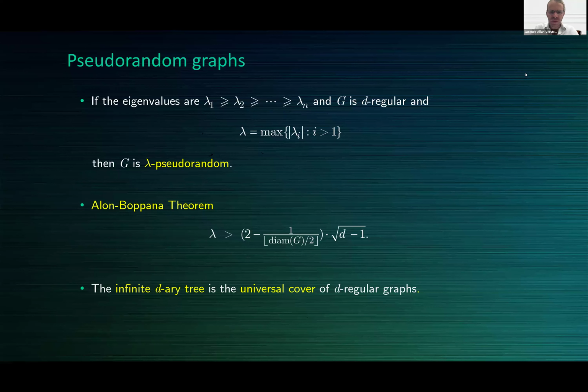Now, the Alon-Boppana theorem actually says that you can't go too far down. If the diameter of the graph is not, say, 1 or 2 or 3, then in fact you get a lower bound on this quantity lambda that looks about 2 times the square root of d minus 1. There are some famous graphs whose lambdas are at most 2 times the square root of d minus 1, called Ramanujan graphs. And so why are these things called pseudo-random? Well, this bound, by the way, I should mention, comes, perhaps the quick high-level way to say it, from interlacing and the fact that the infinite d-regular tree is a universal cover of d-regular graphs. And the eigenvalues of the infinite d-regular tree can be computed.